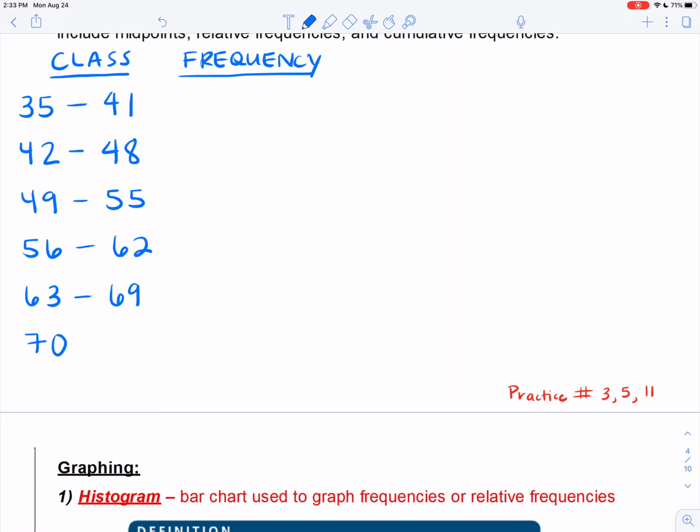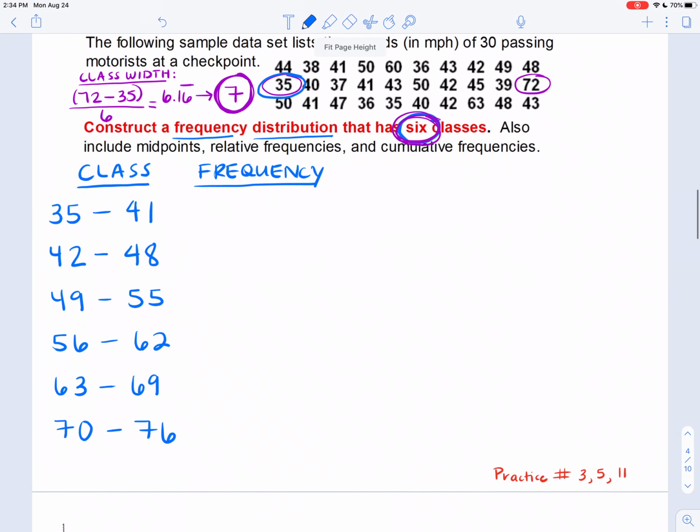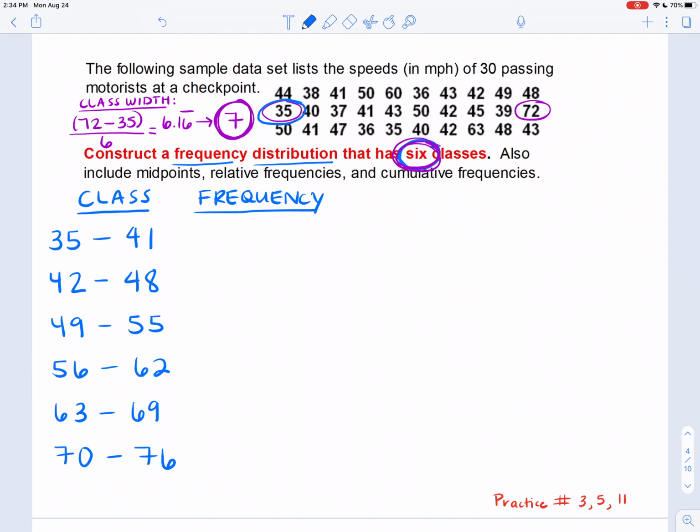Don't be tempted to stick a 72 in here just because that is the maximum value, because then you are changing your class width. So what you want to do for this last upper limit is take that 69, add the width of 7 just like you did on the lower side, and that will tell you that this last class should end at 76, not 72. And it is okay that that is beyond the maximum value. It's more important that you maintain the class width than end on the maximum data value. Sometimes both will happen, but if it doesn't, the most important thing is to make sure you have the same width for every one of your classes.